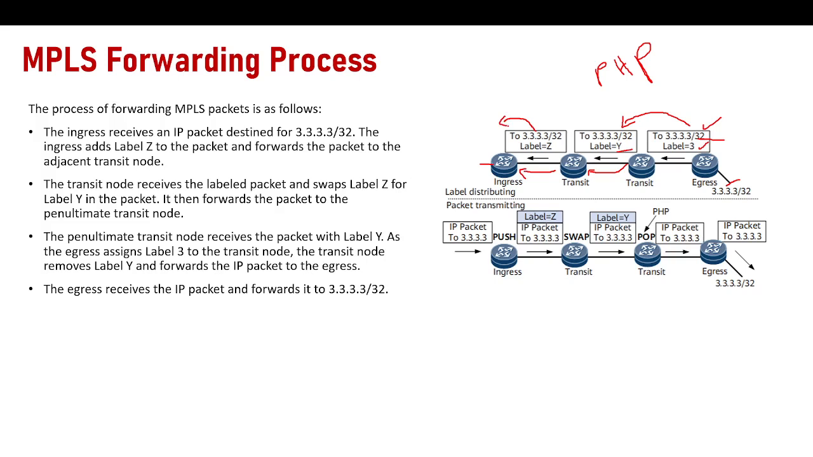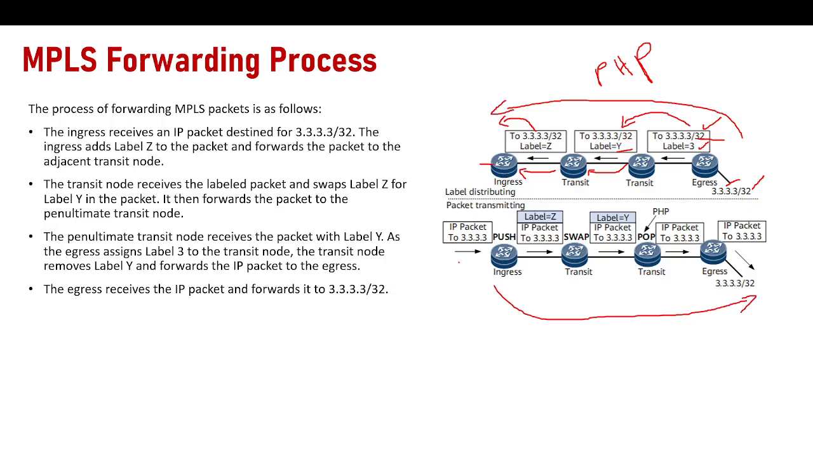So this is on the control plane. They are distributing labels based on the destination address. You can see that the label distribution is downstream, but the packet flow is upstream.